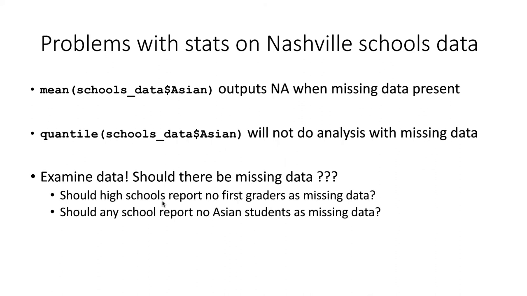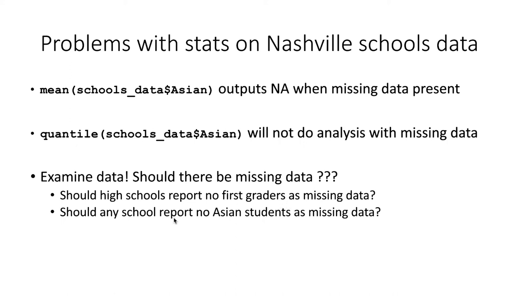For example, if we were looking at the values in the column for first graders, for rows that have high schools, does it actually make sense to be reporting the number of first graders when there are no first graders in high school? So in that case, it's probably appropriate to say not available because high schools do not have data on first graders available. That just doesn't make any sense.